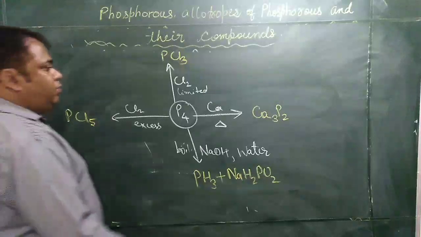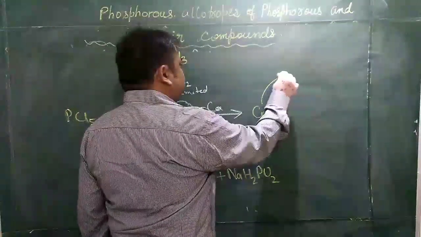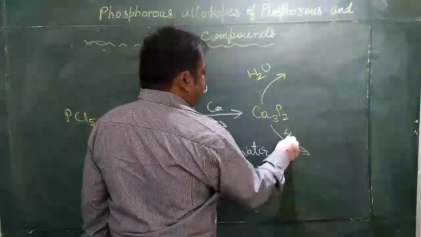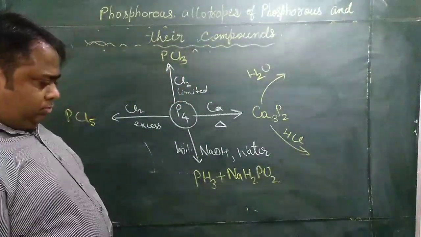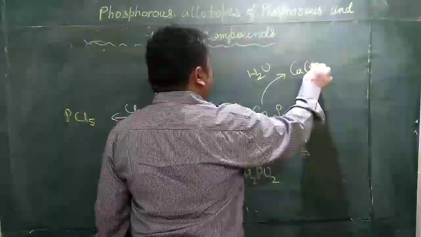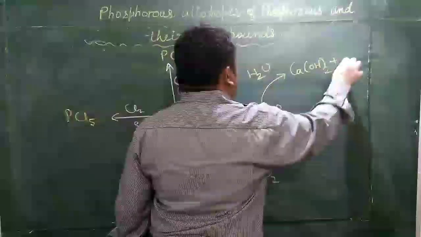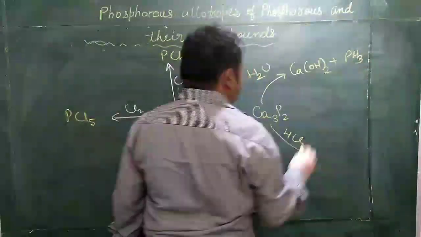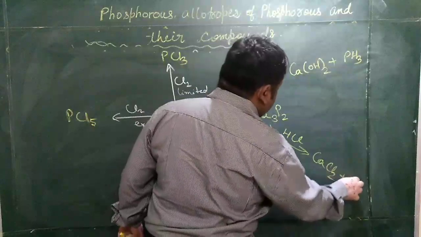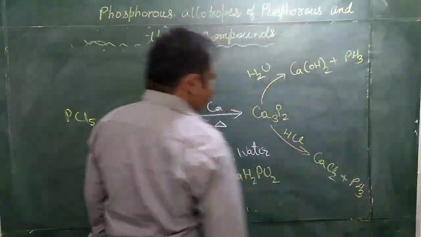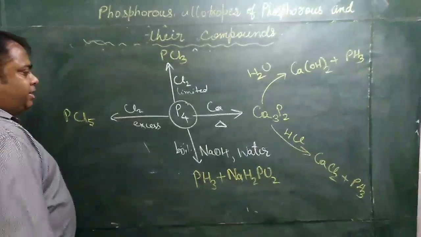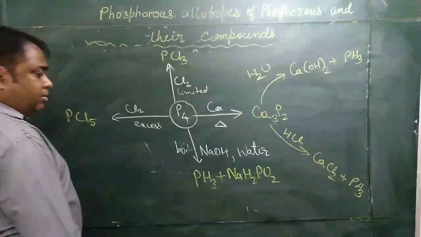Okay. Now if you treat this with H2O and if you treat this with HCl, then it will form Ca(OH)2 plus PH3. This will form CaCl2 plus PH3. Balancing can be done very easily. That is not a problem ever.